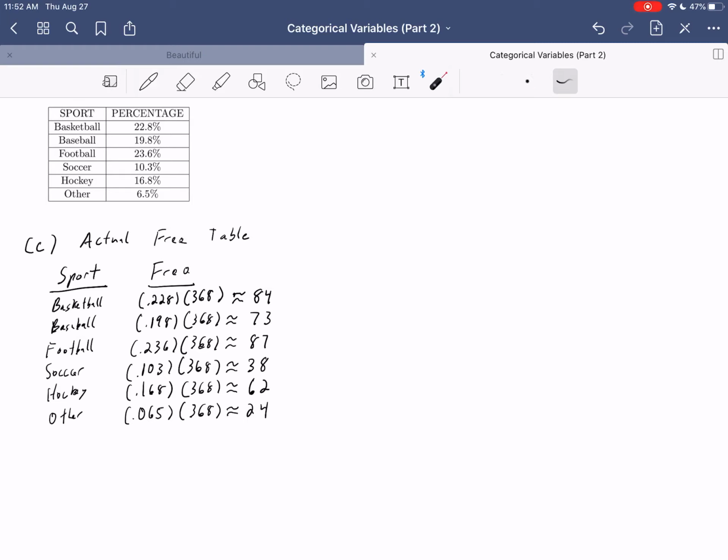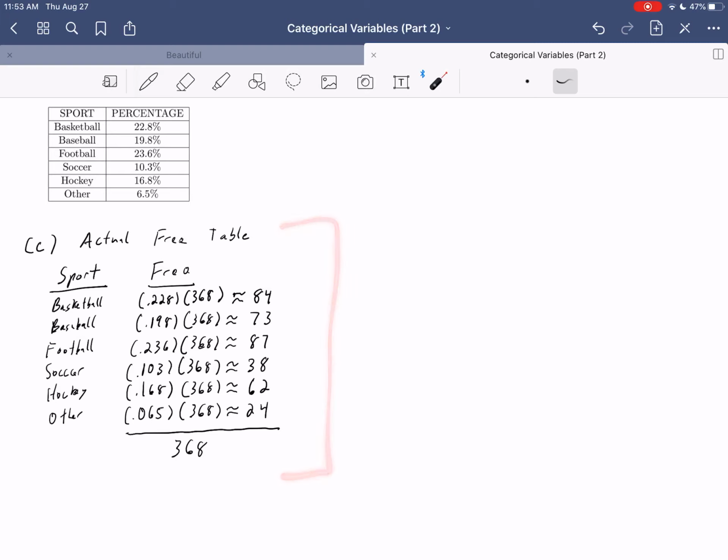If we want to do a quick check, if we actually total these, so 84 plus 73 plus 87 plus 38 plus 62 plus 24, you'll notice that the total is now 368, which makes sense. When we add up the percentages, we should get basically 100%, up to rounding. I believe if you add these percentages, you'll get like 99.8%, which is fine. It's just a rounding concern there. Here, when you add up the frequencies, it has to total up to the sample size, which is 368 there. So there we go.